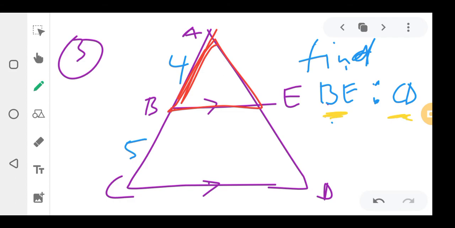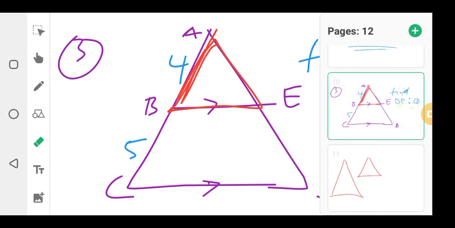Okay? BE is not known and CD is not known. So you can't put X here. You can't put X here. You don't, because there are 2 unknowns. This one and this one, they're unknown. So you don't put X here. Okay? But you put your parameters.